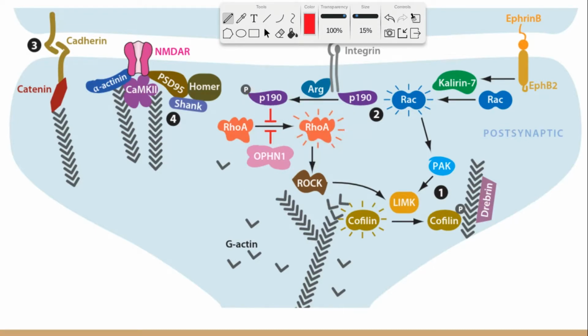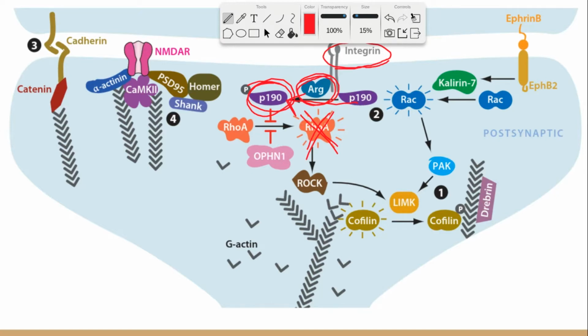The other RhoA GAP, P190, is kind of cool because its activity is basically based on integrin attachment to the extracellular matrix. So when integrin is attached to an extracellular ligand, it activates this kinase called ARG, and ARG phosphorylates and activates our RhoA GAP, allowing it to inhibit RhoA.